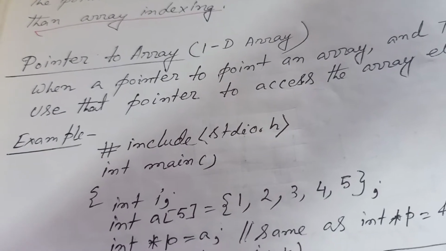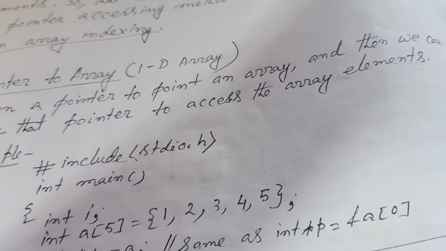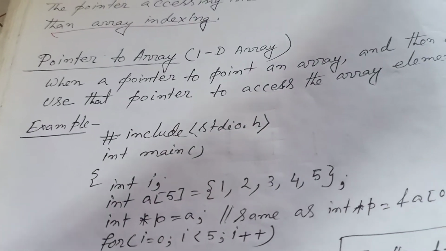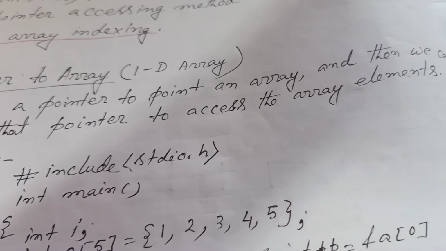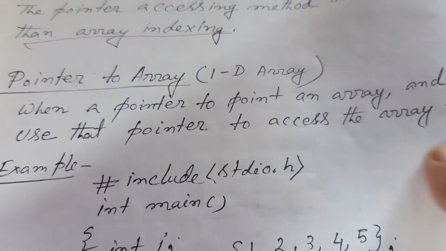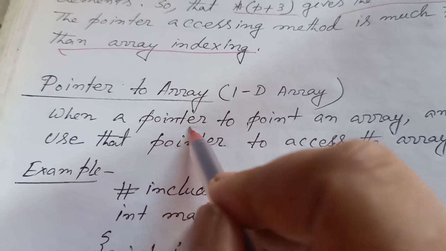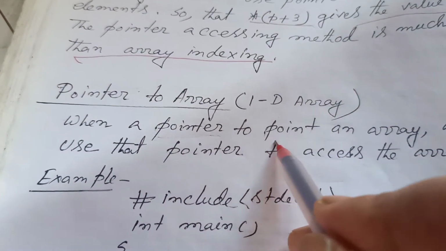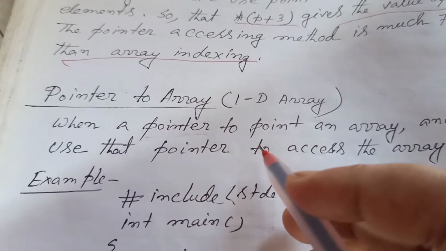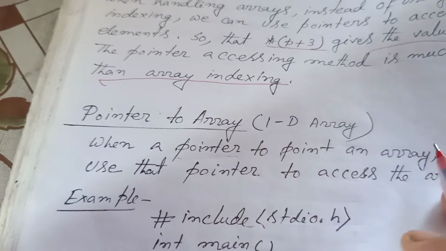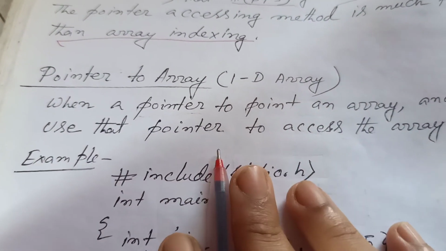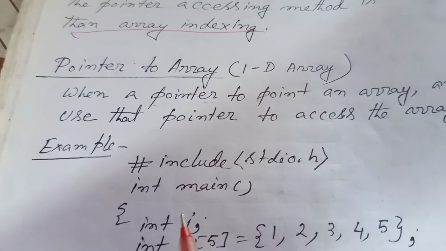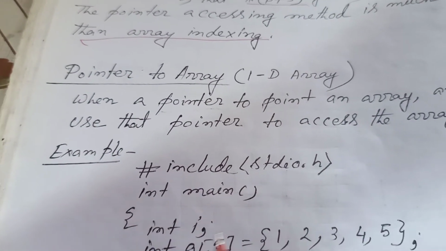When a pointer points to an array, we can use that pointer to access the array elements. We have already learned how a pointer is used to point to an array in the previous video session. For a one-dimensional array, we can learn how it is used through an example.